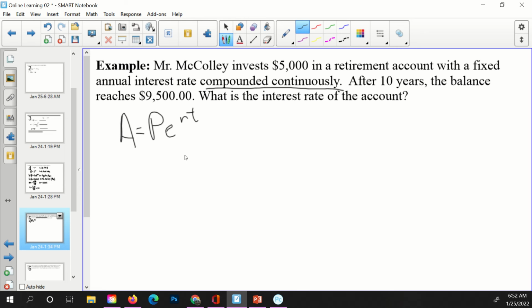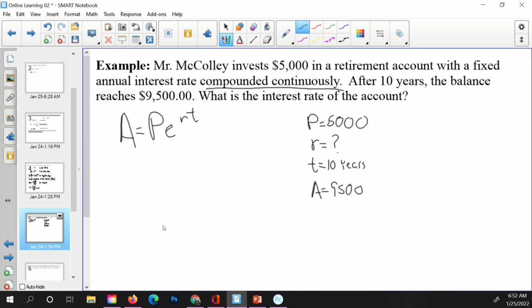I'm just going to go through and make a list of all my values. So 5,000 is what I'm investing. That's my initial amount. P equals 5,000. And an annual interest rate, we're trying to figure out what the interest rate is. So r is my unknown. My time is 10 years. And my final balance, A, is 9,500.